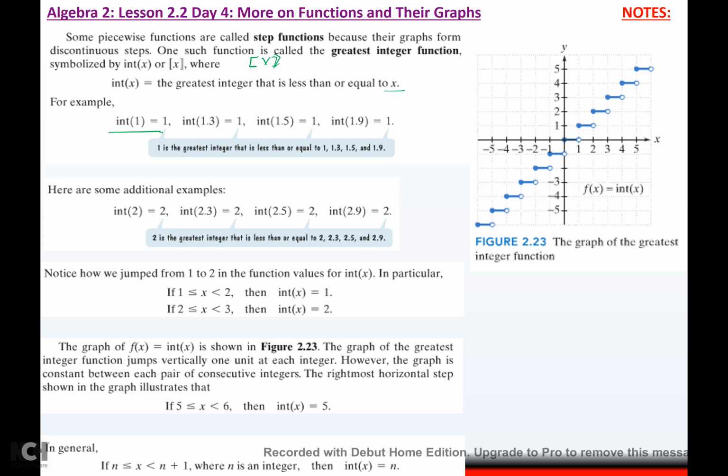The greatest integer of 1 is 1. The greatest integer of 1.3 is 1. The greatest integer of 1.5 is 1. The greatest integer of 1.9 is 1. You always round down for the greatest integer.